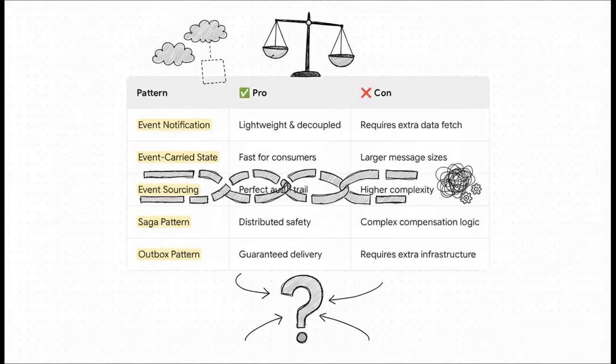So as you can see from this quick summary, there's no single best pattern. It's all about making smart trade-offs. You want maximum decoupling? Event notification is your friend, but you'll pay for it with an extra data fetch later. You absolutely need a perfect audit trail? Event sourcing is the tool for you, but be ready for some added complexity. Choosing the right tool from the toolbox means really understanding the job you need to do.